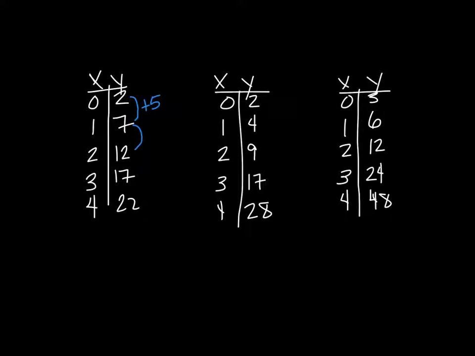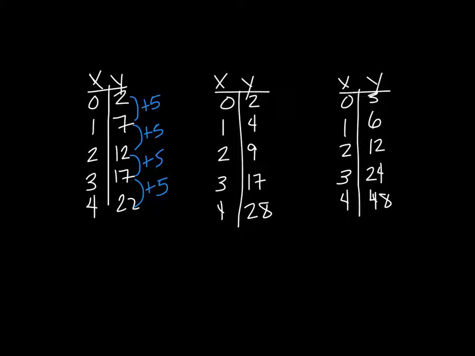So to get from 7 to 12, I would have to add 5. And to get from 12 to 17, I would have to add 5. And so it looks like my pattern continues. I'm going to check them all, though. I'm going to add 5. And so according to what I have so far on this table, it is going to be adding 5.